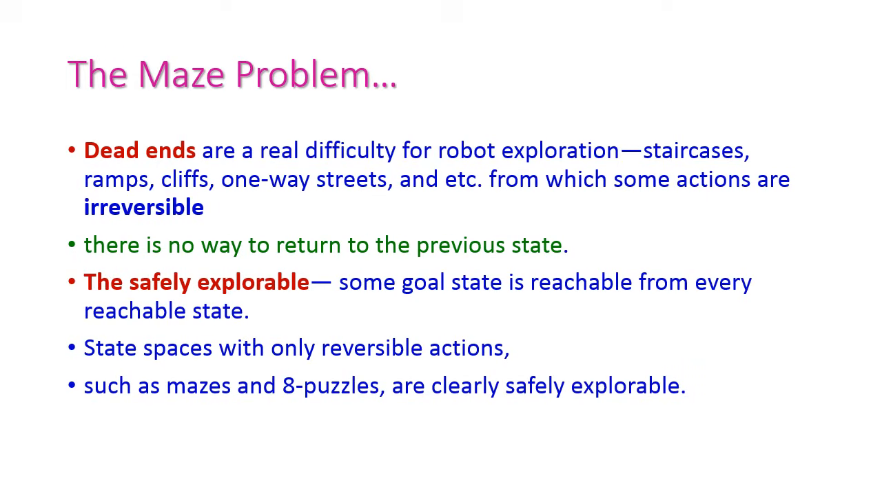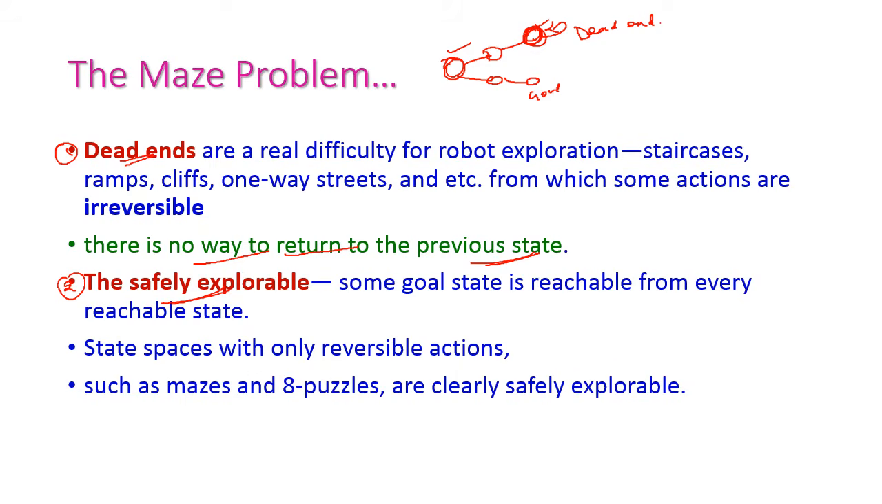In online searching problems, two things are important. First one is dead end and second one is safely explorable. When it comes to dead end, from a particular action we reach some state, and from this particular state we cannot reach the goal state. The goal state may be somewhere else. If the agent reaches this particular state, this is called a dead end. Dead end means there is no way to return to the previous state. Once we reach this particular state, we cannot return to the original state. So this is called a dead end.